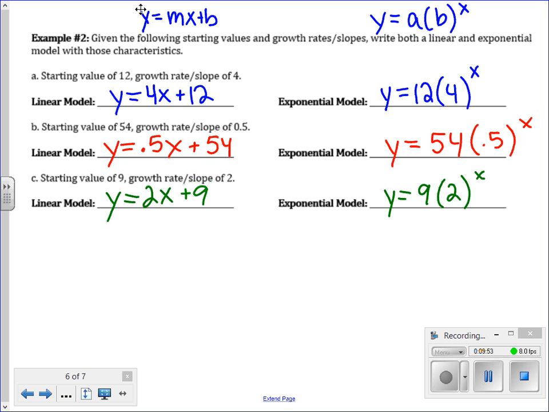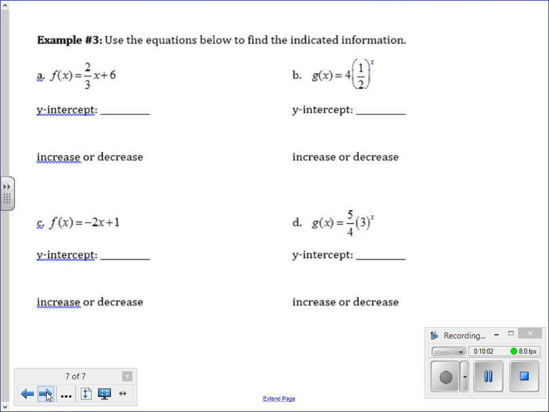All right, that's just a little bit of fun playing around with characteristics and writing different equations. Our final example of the unit is, given different equations, either linear or exponential, deciding what the y-intercept is and whether the function is increasing or decreasing.